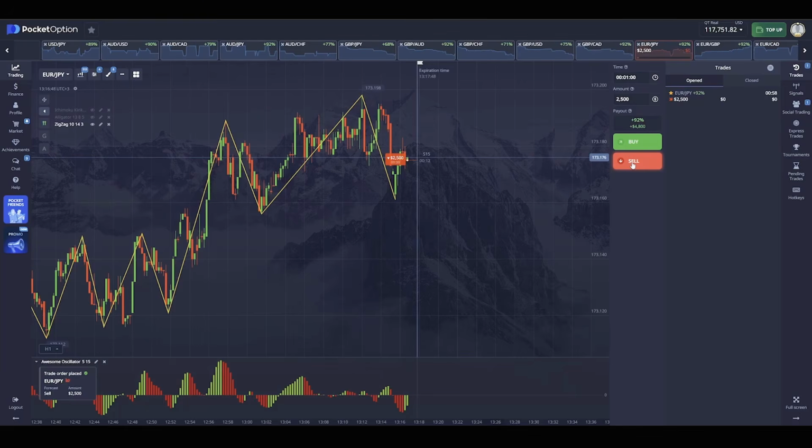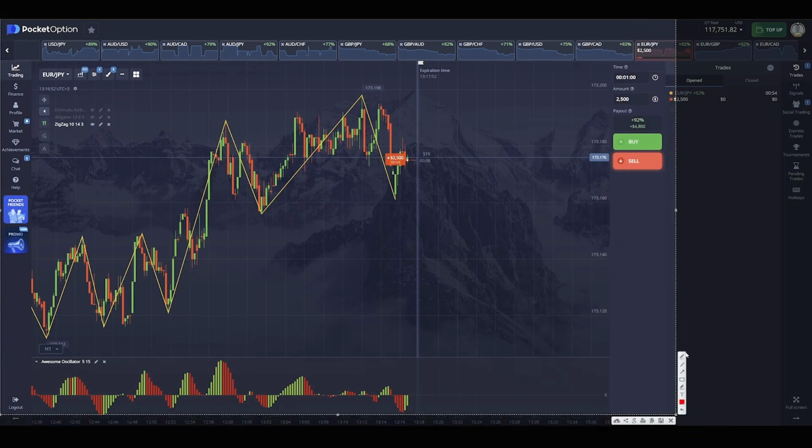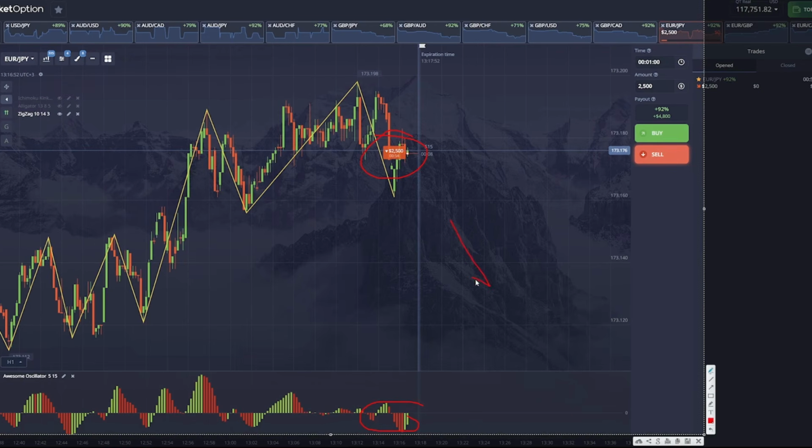In this video, I'm going to share with you a pretty simple strategy that uses just two indicators. We'll have a main indicator called zigzag, which shows us the direction of the local trend, and we'll have an auxiliary one called the awesome oscillator. So we'll be working with these two. One will give us the signal, and the other will confirm it.